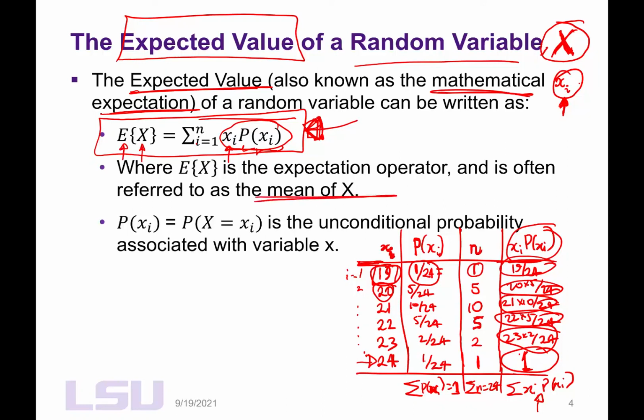And I explained that here. So probability of xi, or probability that a random variable is equal to xi, is the unconditional probability associated with variable x. And then later in this topic, precisely next week, we'll talk about other types of probabilities, right? This is unconditional probability. We'll later talk about conditional probabilities.